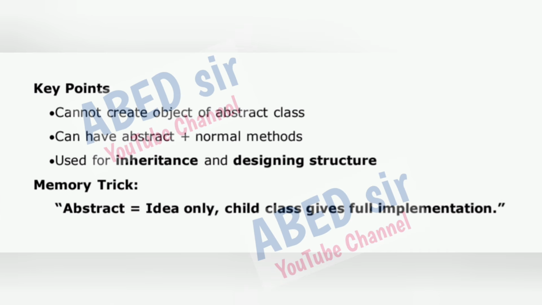Key points. Cannot create object of abstract class. Can have abstract plus normal methods. Used for inheritance and designing structure. Memory trick: Abstract = idea only, child class gives full implementation.